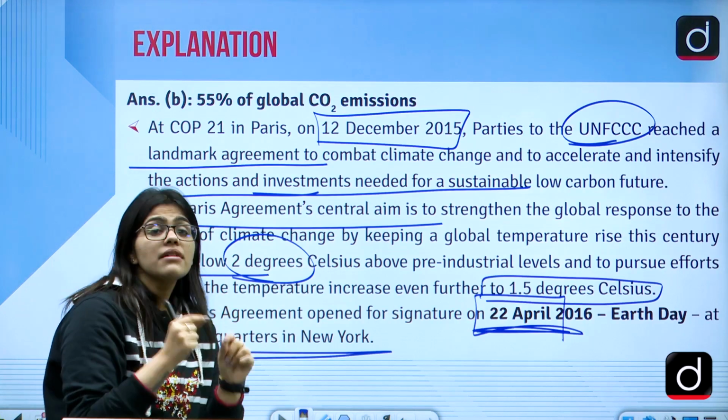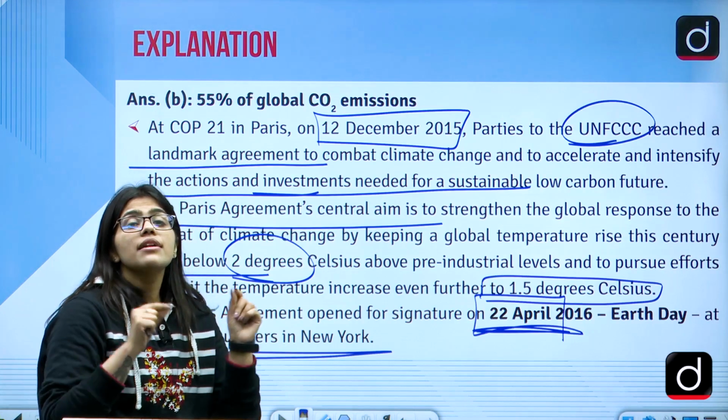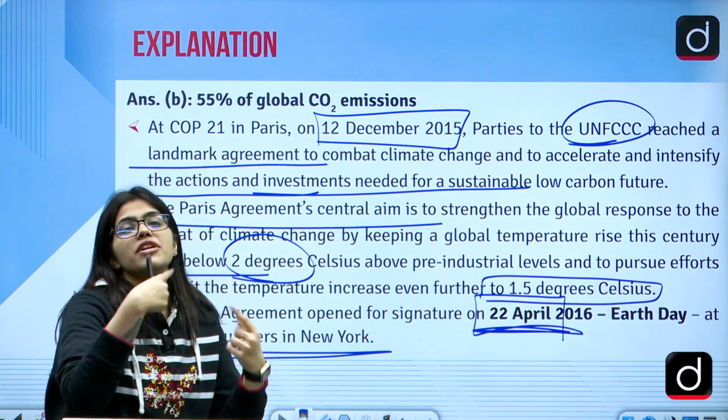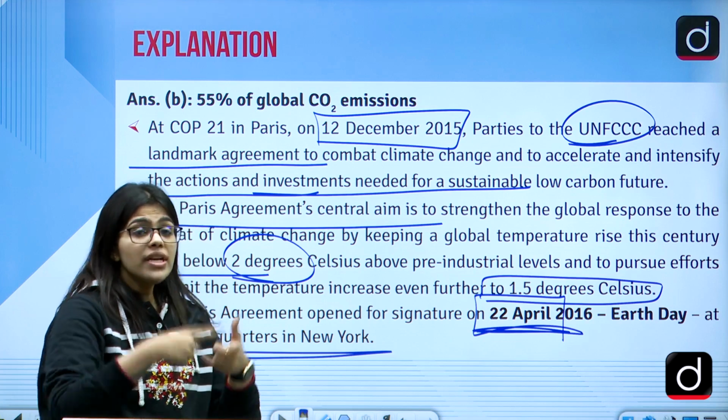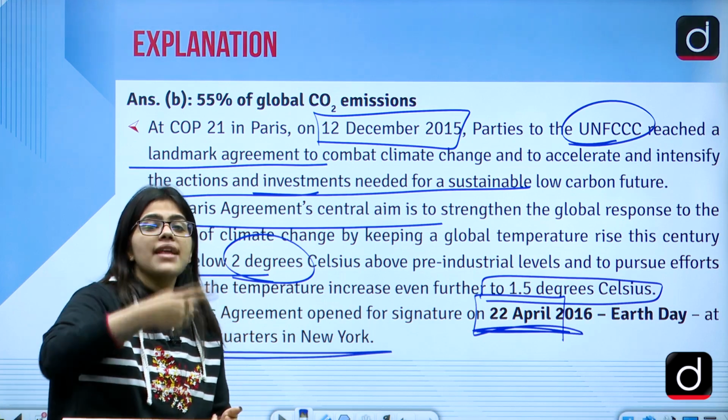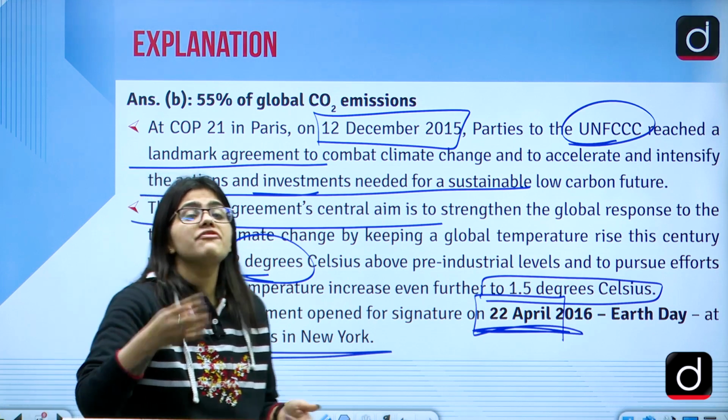Then another very important thing that they said is that we would provide good finance so that all these measures can be taken, because only talking about these measures would not help. We also want the finance to be there so that we can take different measures.